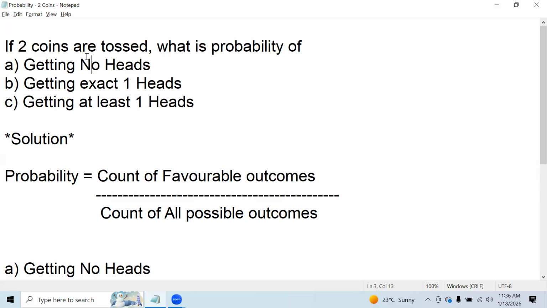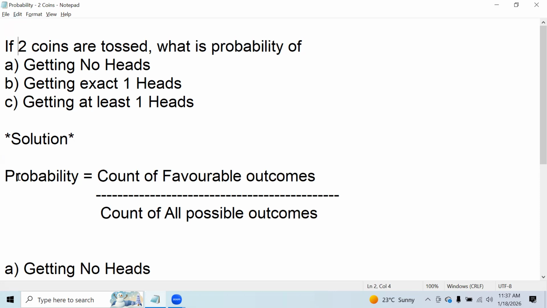Today we are going to solve a problem on probability of two coins. So let's read the problem. If two coins are tossed, what is the probability of getting no heads, getting exactly one head, getting at least one head?